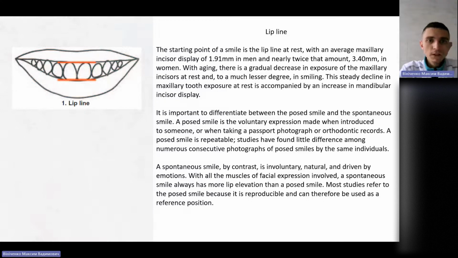It is important to differentiate between the posed smile and the spontaneous smile. The posed smile is the voluntary expression made when introduced to someone or when taking a passport photograph or orthodontic records. A posed smile is repeatable. Studies have found little difference among numerous consecutive photographs of posed smiles by the same individuals. A spontaneous smile, in contrast, is involuntary, natural, and driven by emotions. With all the muscles of facial expression involved, a spontaneous smile always has more lip elevation than a posed smile. Most studies refer to the posed smile because it is reproducible and can therefore be used as a reference position.